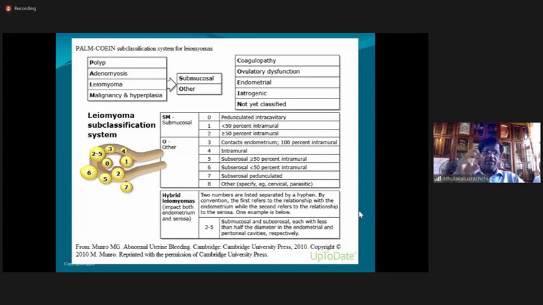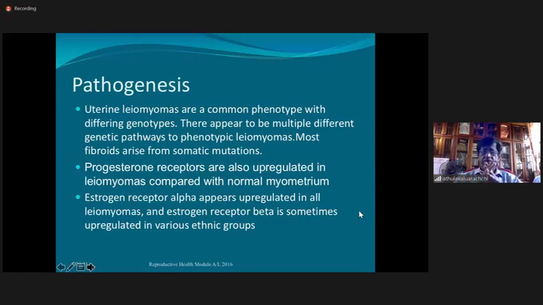So it's classified depending on the degree of extension into the uterine cavity or to the serosal surface. The important thing for you to know about this is that some of the symptomatology will depend on where the fibroid is.